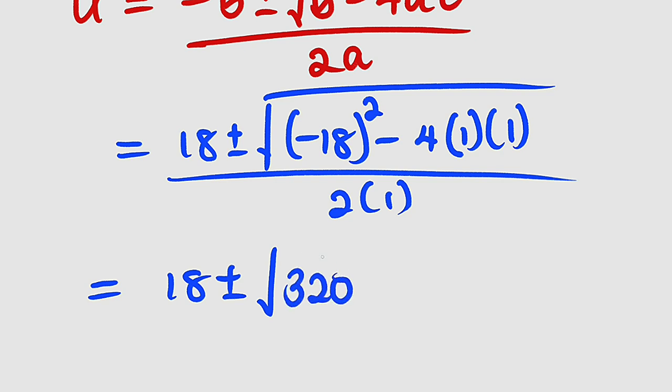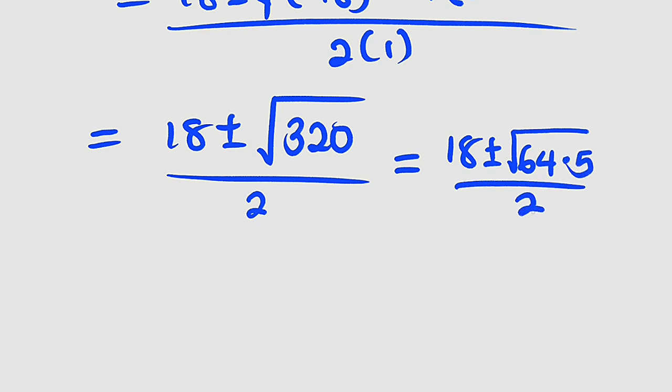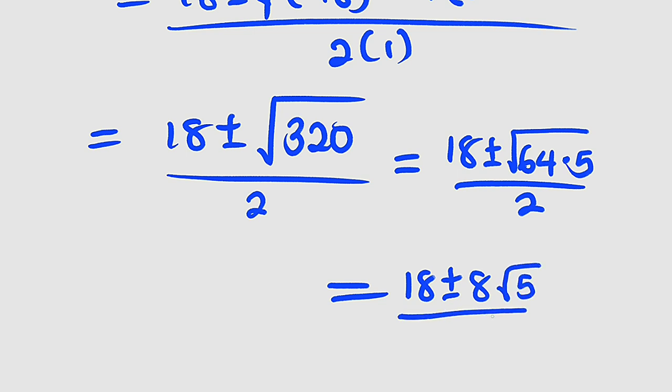320, divided by 2. This 320 can be expressed as what? 64 multiplied by 5. So this is the same thing as 18 ± the square root of 64 multiplied by 5, divided by 2. We know that the square root of 64 is 8. So we have 18 ± 8 multiplied by the square root of 5, divided by 2.